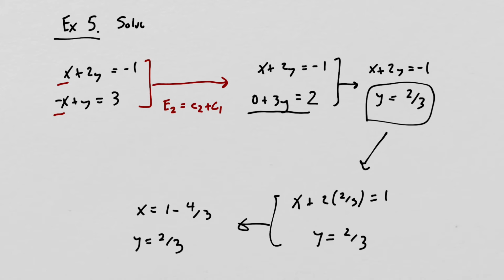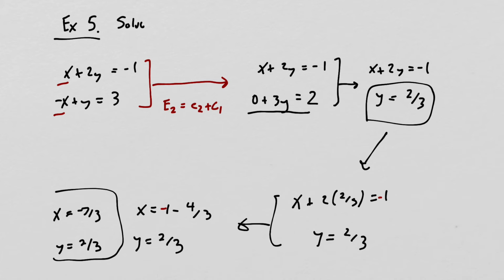And I almost made a mistake. Remember that there is a negative in front of this 1, so we have to be a little bit careful there. And we see that our x value is going to be equal to negative 7 divided by 3, and our y value is equal to 2 divided by 3. And this is our solution.